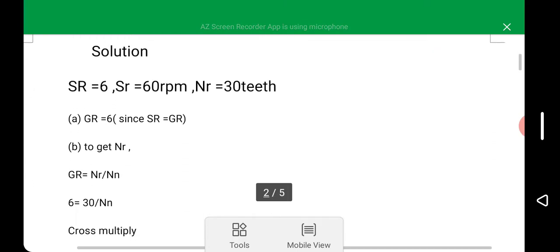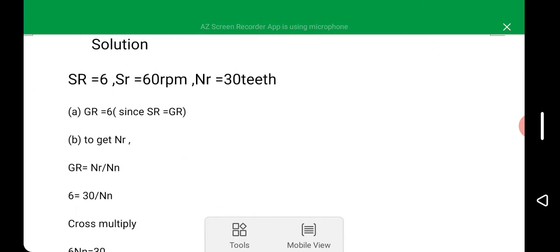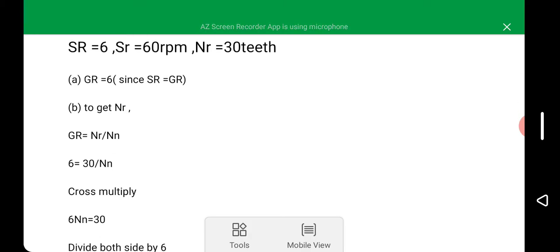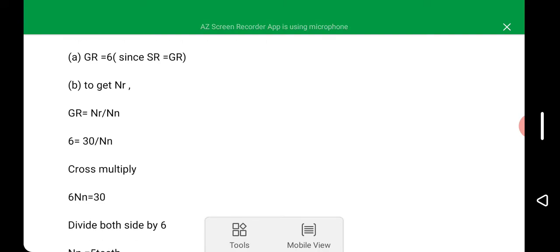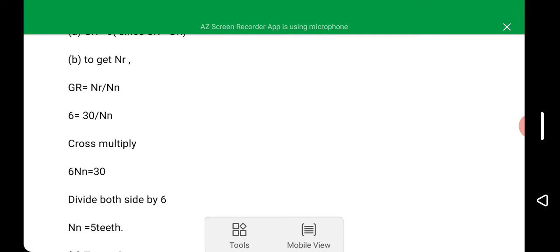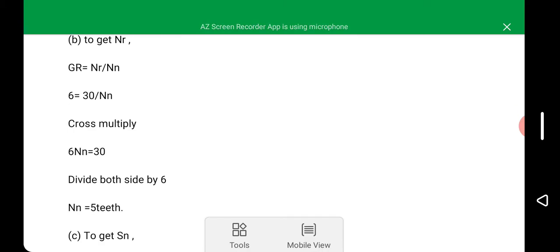To get the number of teeth of the driven gears, please pardon me, that B, we're supposed to write NN, not NR. So now this is the formula we are going to use. We use the formula of the gear ratio, that GR is equal to NR over NN. And we are given NR in the question to be 30, and we are looking for NN. Pardon me for that place where I wrote NR. It's supposed to be NN.